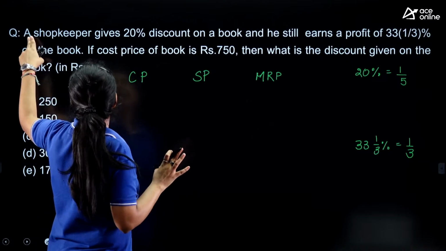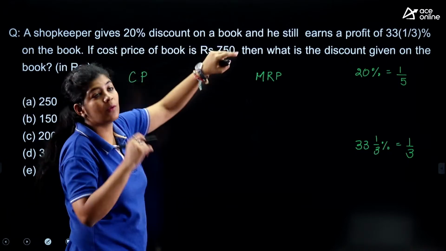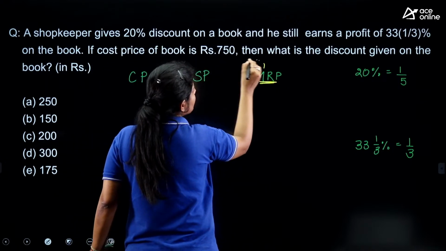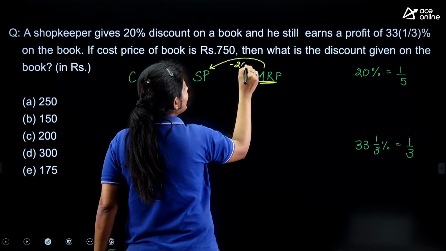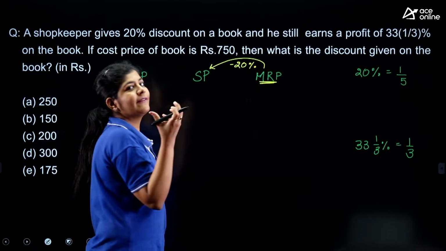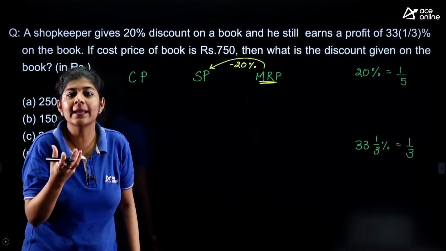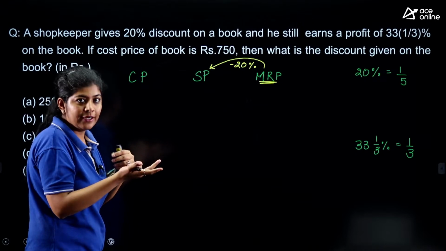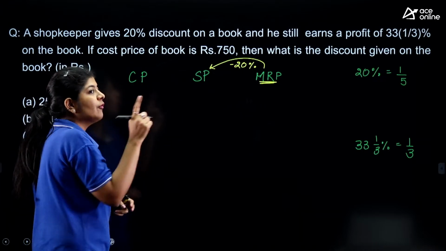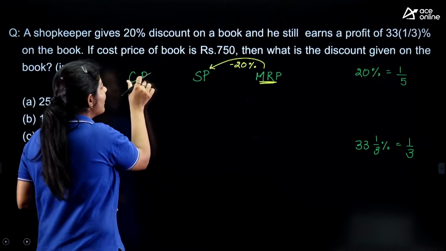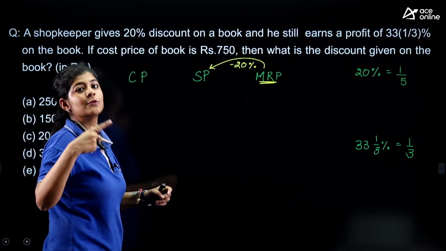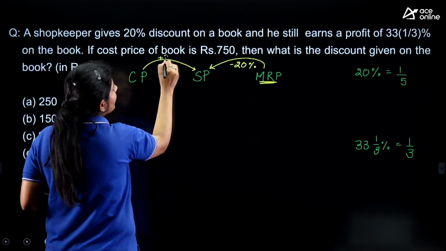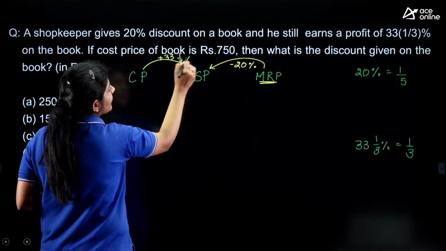Now the question is saying that a shopkeeper gives 20% discount on a book. Discount is always given on MRP. So here if he gives 20% discount, the amount that we get, we call it the selling price, right? After that also he is able to earn 33 1/3% profit, and profit and loss is always calculated on cost price unless it is mentioned otherwise in the question. That means he is getting a profit of 33 1 by 3%, right?